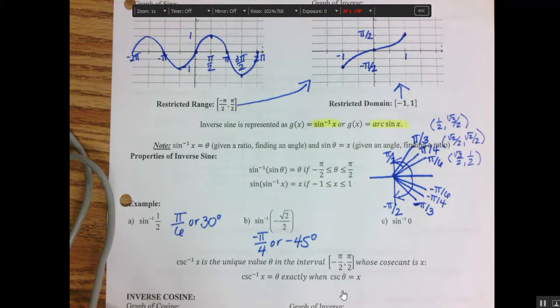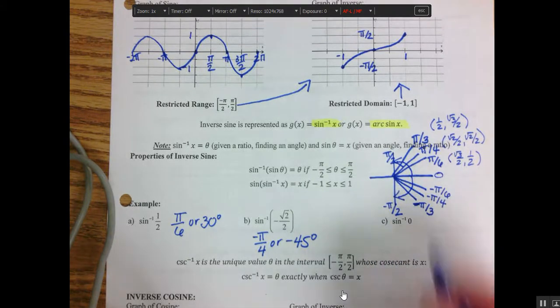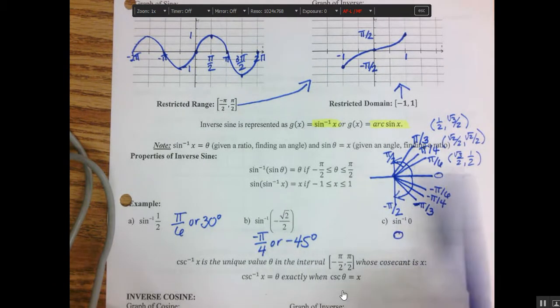Who has a question on that? All right, raise your hand if you have the last one. It's tricky because it's saying what angle has a sine of 0. Raise your hand if you got that one. I'm still looking. Tara, what'd you get? 0. Anybody else get 0? Okay, so 0 is right here, and the sine of 0 is 0. That's right. I did hear somebody say 2 pi. 2 pi is talking about the same part of the circle, but remember that your answer has to be between negative pi over 2 and pi over 2.